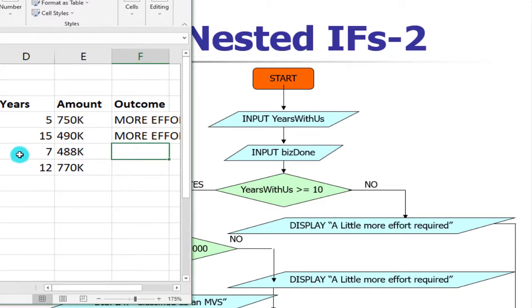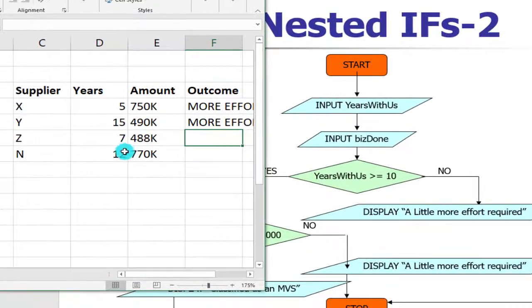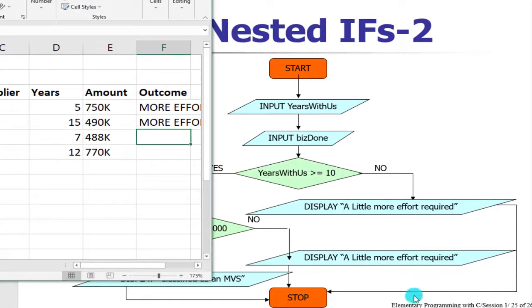Then the next one is Z. Years is 7 and the amount is 488K. We come here and compare 7 with 10. Is 7 greater than or equal to 10? No. We tell them a little more effort is required, and the program stops. The outcome for this is more effort.